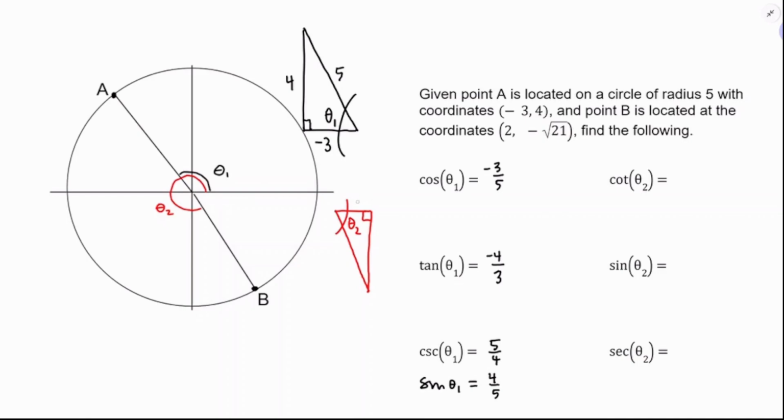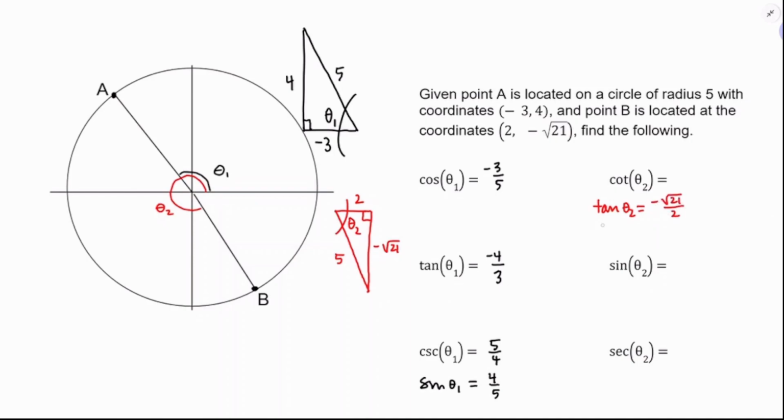So x is 2. Y is the negative square root of 21. Because 21 plus 2 squared is 25, that's going to give it a hypotenuse of 5. So that makes sense. Cotangent of theta 2. Well, I need to first find tangent of theta 2, which would be opposite over adjacent, negative root 21 over 2.